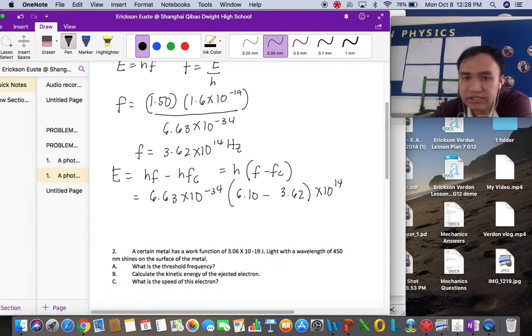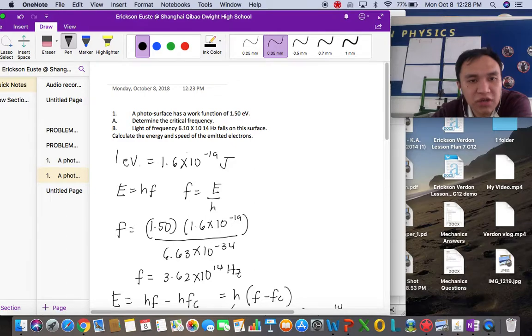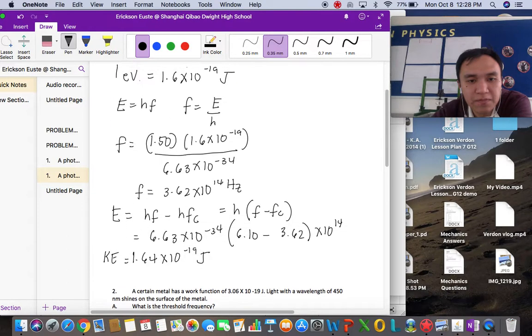You notice, class, that this is equal to 1.64 times 10 to the negative 19 joules. This is the kinetic energy of the electrons. But then again, there is a question we're in. It's looking for also the speed.